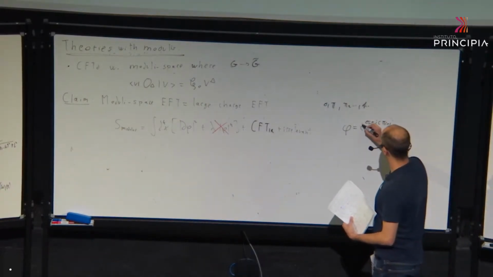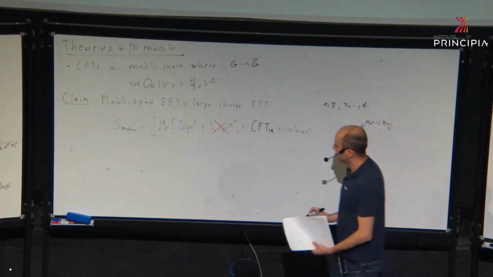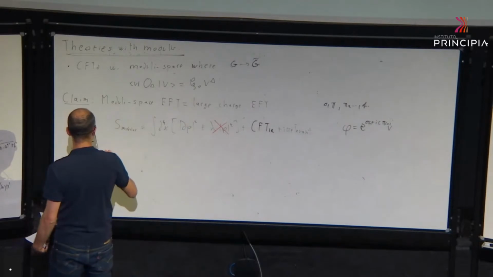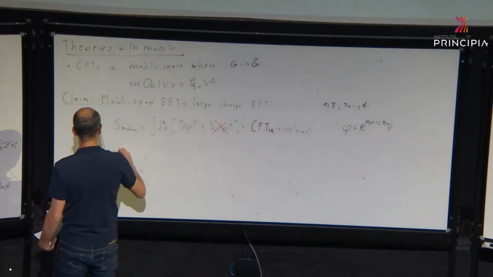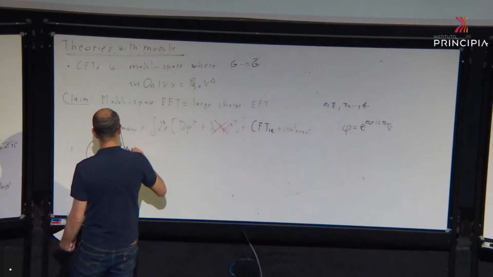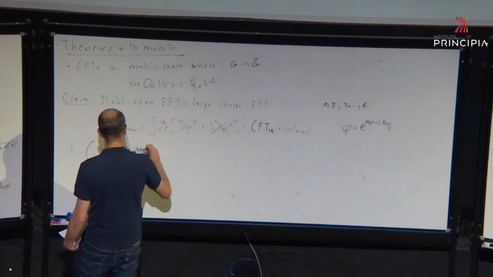Okay. Sorry. Let me just make it clear. If you're an effective field theorist, you write your EFT with a dilaton: the integral of d^4x e^(4 sigma) (d sigma)^2.